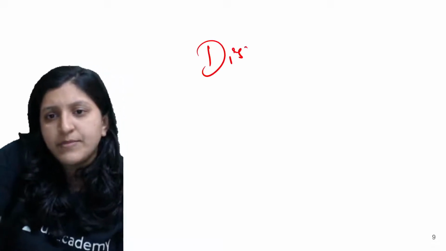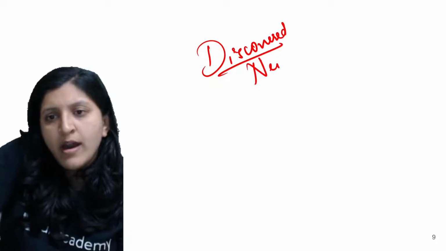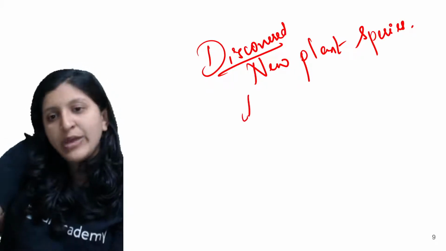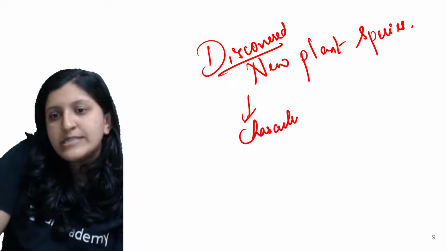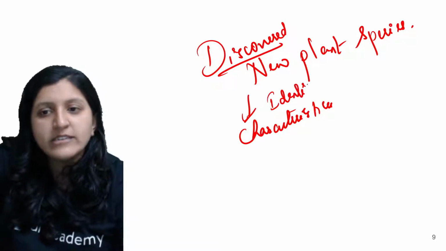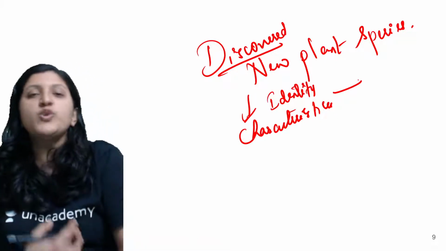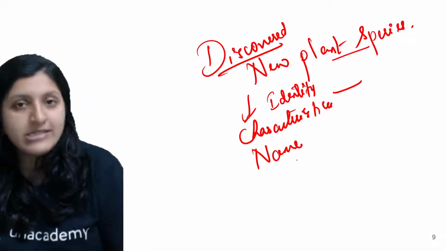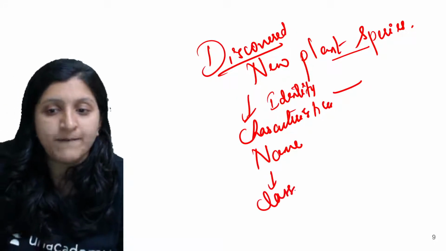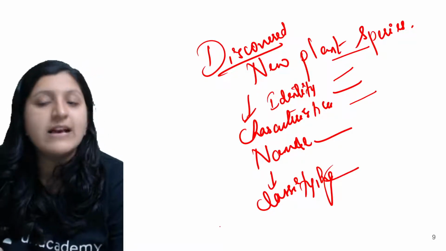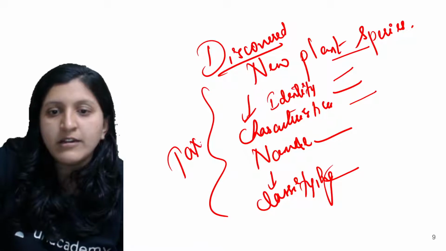Let's take an example. Say you have discovered a new plant species, and you will have to study its characteristics. First you will identify it, and after identification you'll study its characteristics. Once you study its characteristics, you will name that new plant species that you have discovered, and once the naming is done, you will be classifying it. Identifying, characterizing, naming and classification can all be considered under taxonomy.